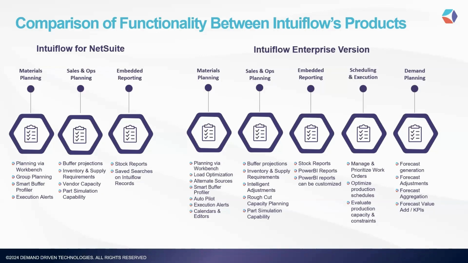The difference I'd like to highlight here is that in the enterprise version, we have two newer modules, right? One is scheduling and execution. This is the module that Miles presented yesterday. And then demand planning is the area of the software that VNA went over this morning. So I just wanted to highlight what the similarities are and where there may be some differences between the two platforms, just so you have an idea if you are evaluating NetSuite and the Intuiflow product offerings, so that you're aware of what the differences are between the two.